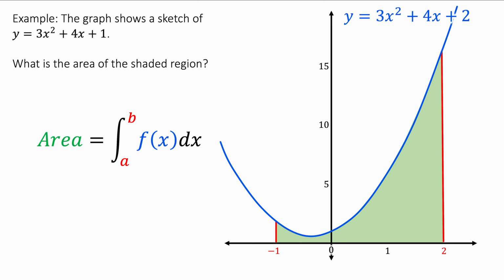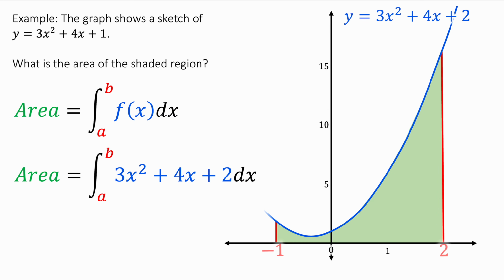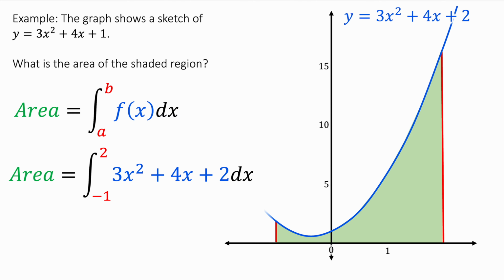The graph shows a sketch of y equals 3x squared plus 4x plus 1. What is the area of the shaded region? So we've got the green region here on the right that we want to find. And it is between -1 and 2. The x-axis is on the bottom, the blue curve is on the top. And so we're going to integrate that curve between -1 and 2. So it's the integral between -1 and 2 of 3x squared plus 4x plus 2 dx.